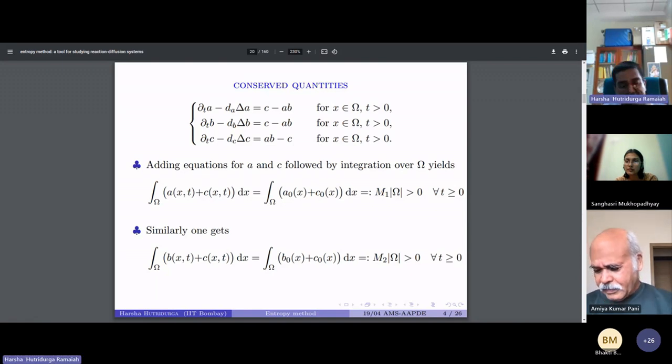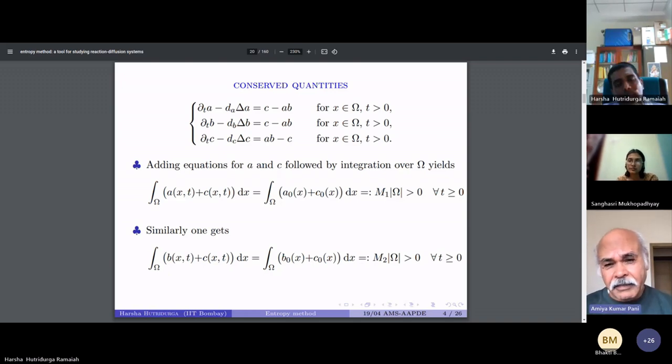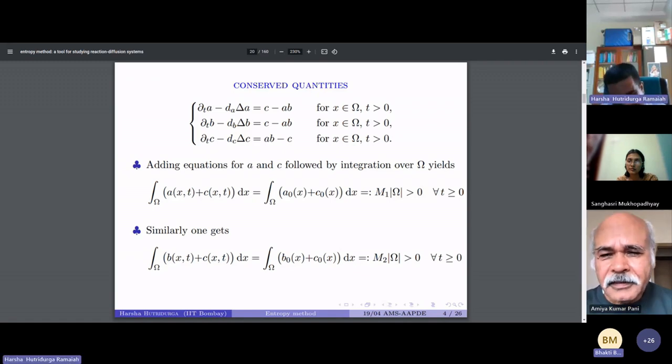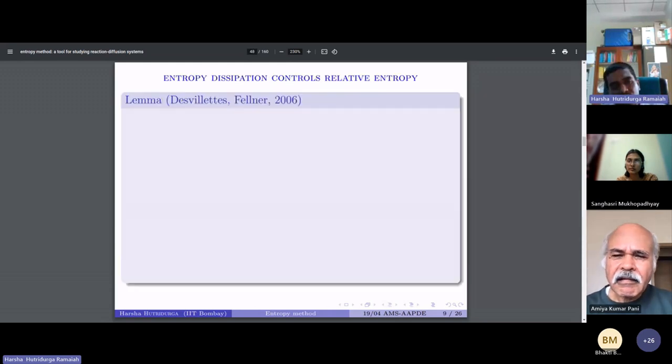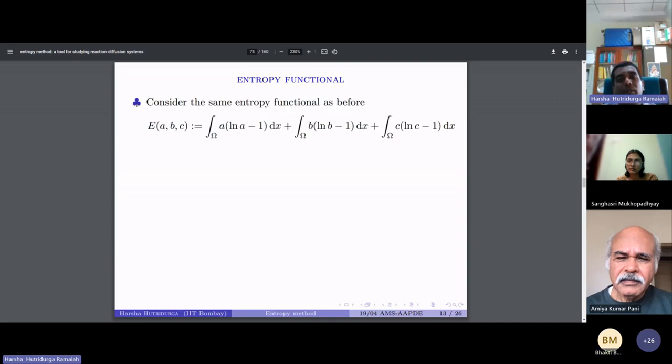Essentially you have assumed that the L infinity norm of A, B, C, in both space and time, is bounded by some constant times 1 plus t to the power of some positive mu. Why is that needed? In fact, the degenerate reaction diffusion system that we have will have that property.